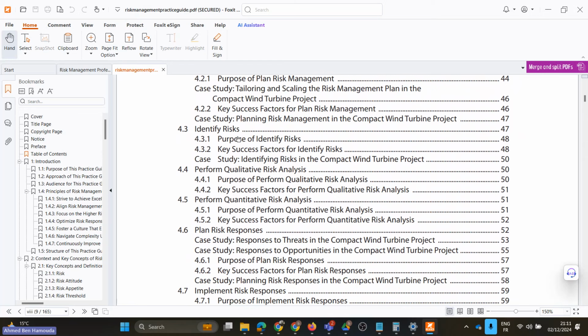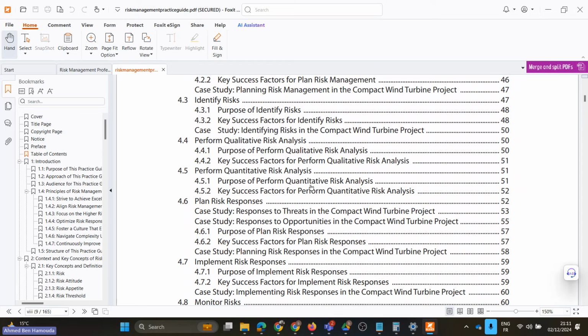Identifying risks. What's the purpose of identifying risks? Key success factors for identifying risks, and then again the same case study to illustrate what you have learned in here. Performing qualitative risk analysis, and key success factors for performing such analysis. All right. Then performing quantitative risk analysis, the purpose of such analysis and the key success factors, planning the risk responses, and again we go to responding to threats and responding to opportunities, and the same case study about the compact wind turbine project. Okay.